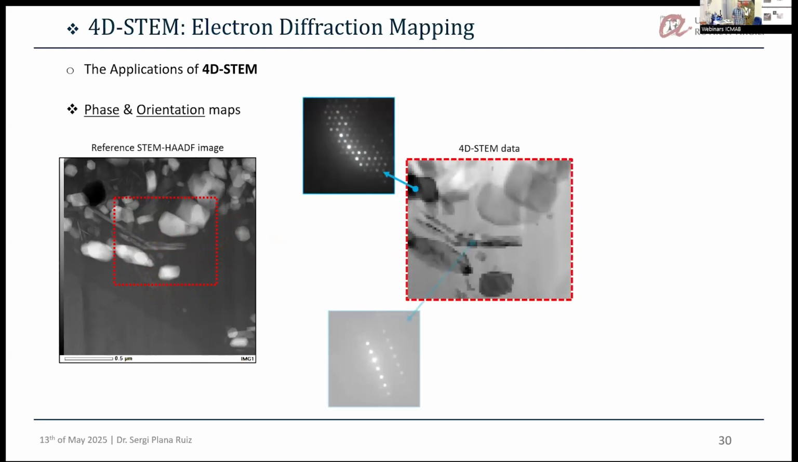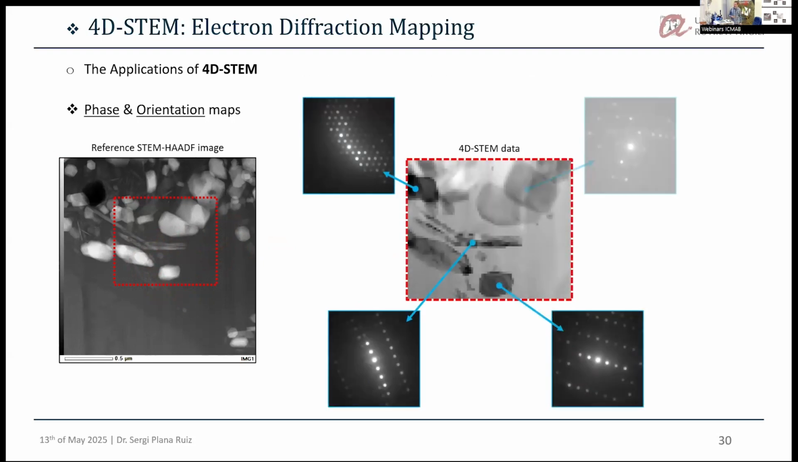This is how it would look as a bright field image. And in each pixel, as I said, we have these nice diffraction patterns. Since we are using a smaller beam, it has a bit more convergence, so that's why we see disks instead of spots. And this is a typical case for STEM.